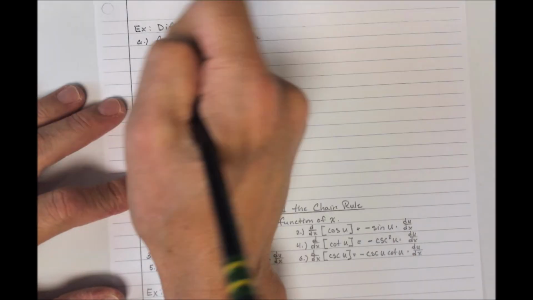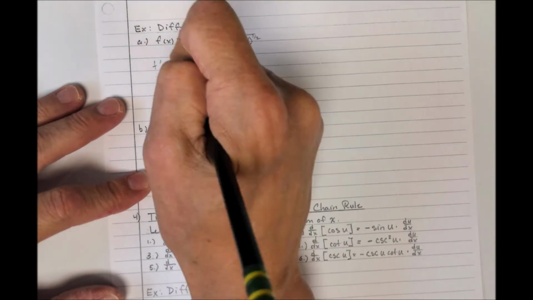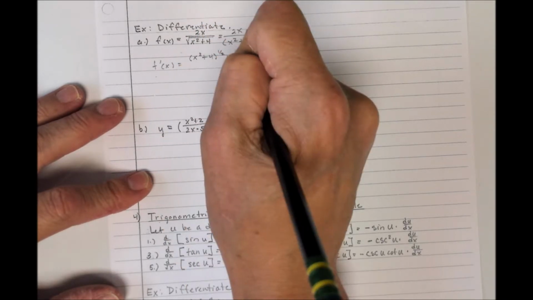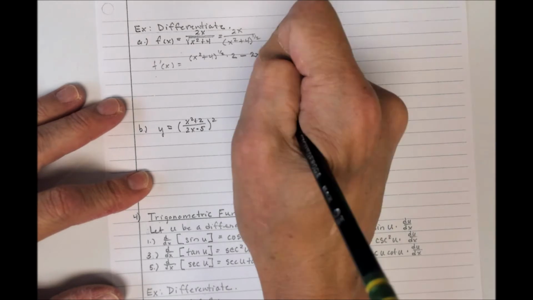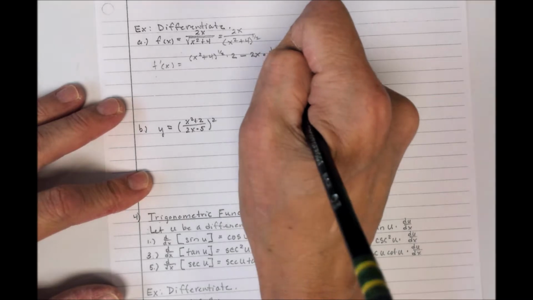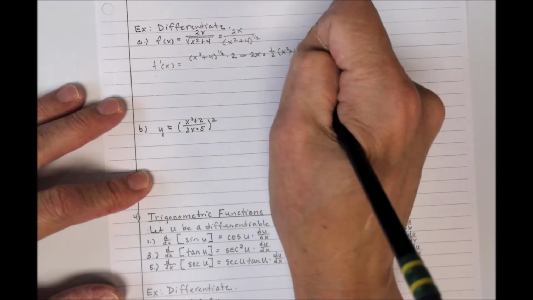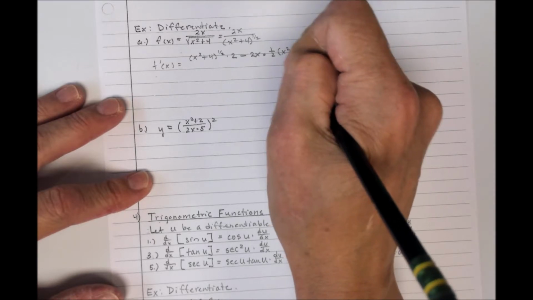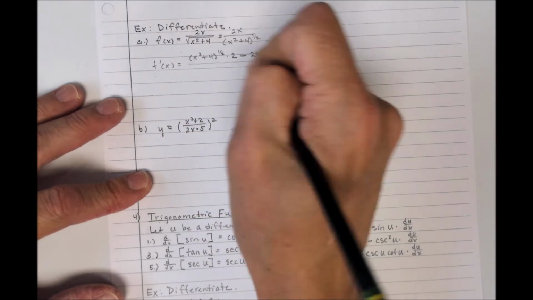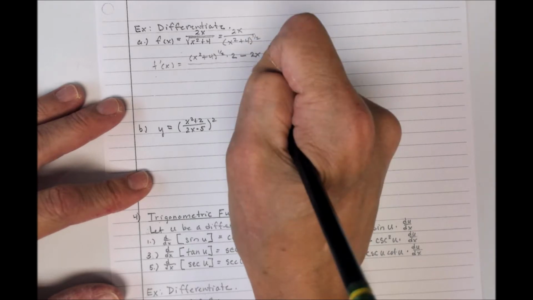I hope I left myself enough space. F prime of x is equal to the denominator, x squared plus 4 to the 1/2, times the derivative of the numerator, minus the numerator times the derivative of the denominator. This is the generalized chain rule. So that's 1/2 times the quantity x squared plus 4 to the negative 1/2 times the derivative of the inside function, which is 2x. Yikes. All over my denominator squared, which is x squared plus 4.